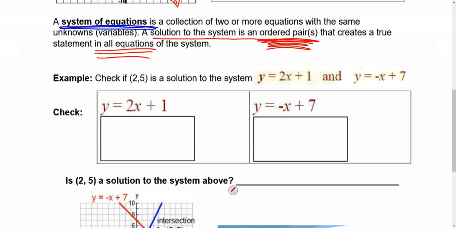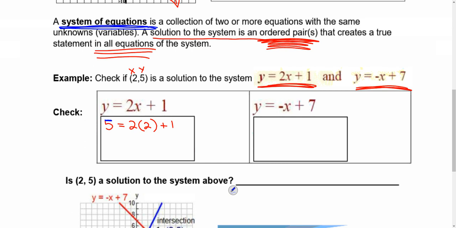It says, example 1, check if (2, 5) is a solution to the system. Here's our system. This is equation number 1 and equation number 2. To check if it's a solution, all you have to do is plug it in and see if it's going to create a true statement. Basically, we're going to check to make sure it's equal. So this is your x, this is your y. So we put a 5 right here, equals 2 times 2 plus 1.